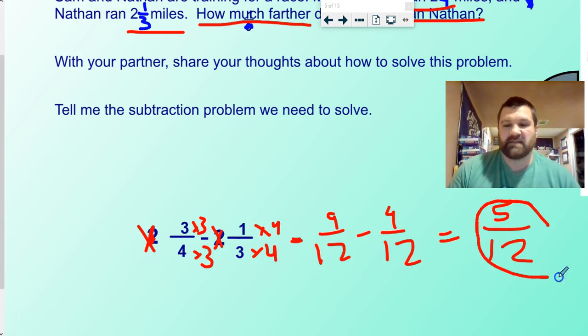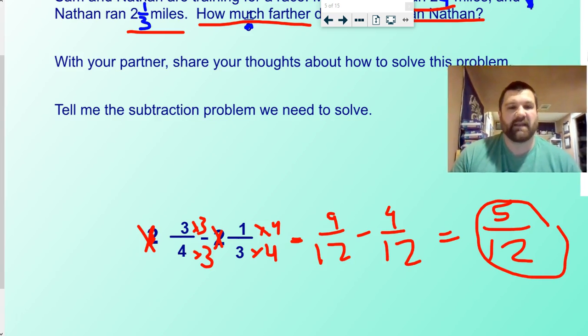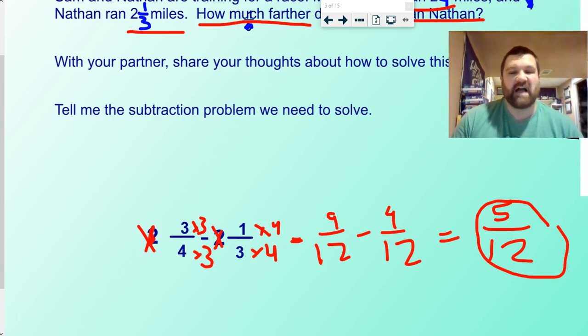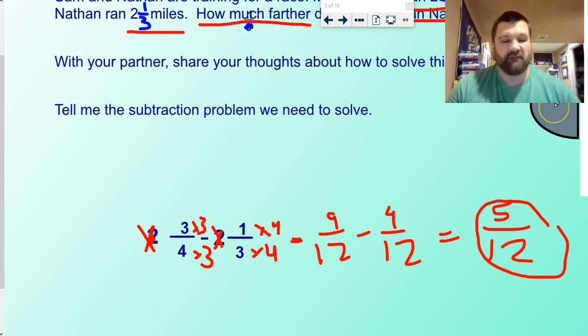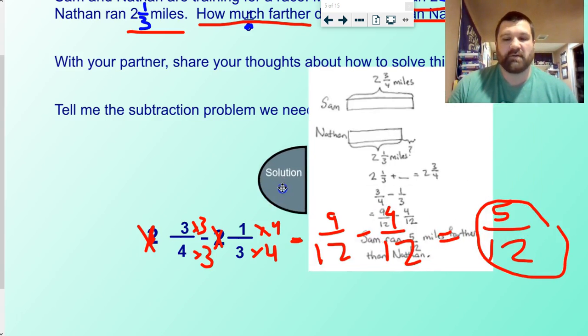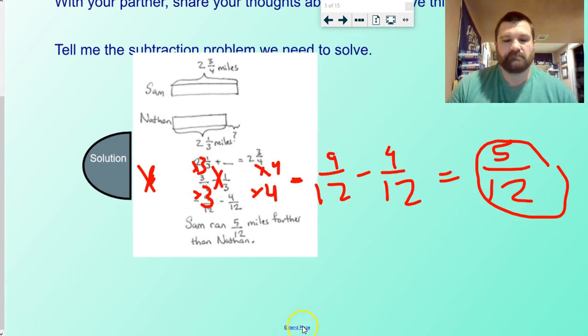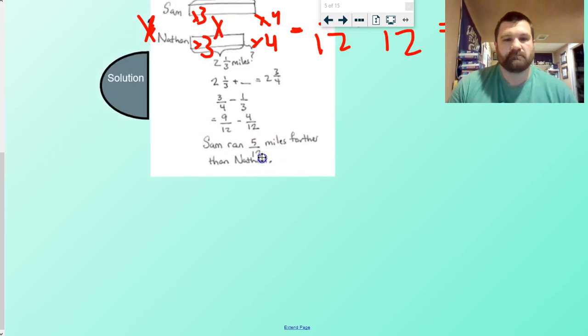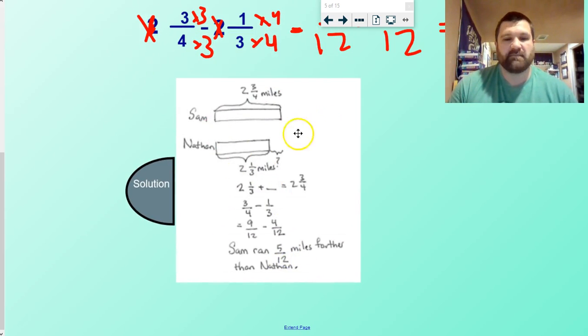And that would be Sam. So if you wanted to write it out, you could say Sam ran 5/12 of a mile farther. We can double check our work. Okay, so we have Sam, Nathan. We know that the difference here would be 5/12.